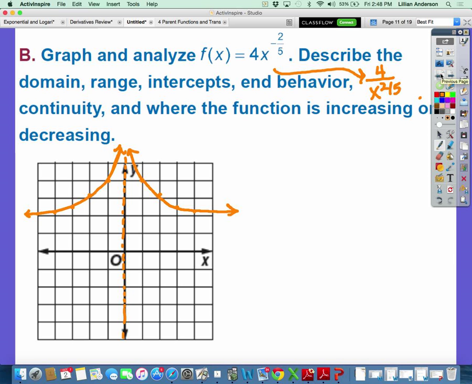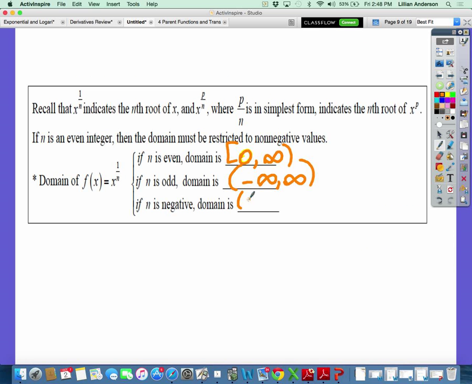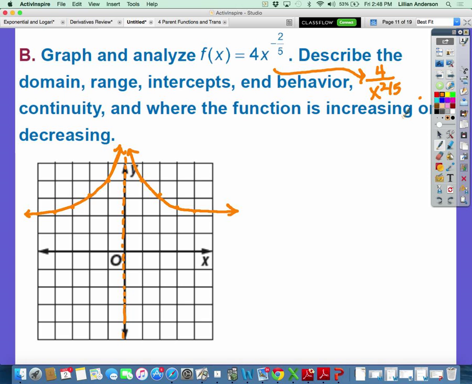So when it asks us when n is negative, what's the domain going to be? What's the domain of this problem? Negative infinity to 0 union 0 to infinity, because basically it turns into a reciprocal function there. So that's my domain: negative infinity to 0, 0 to infinity. My range.